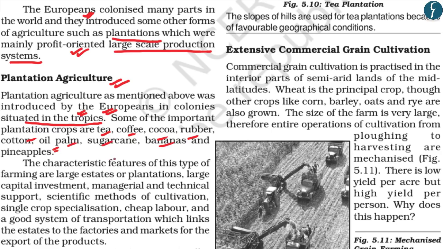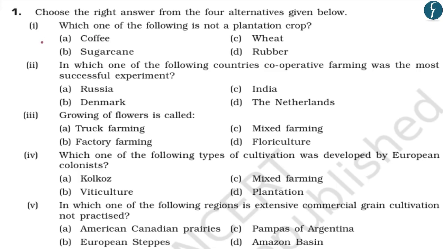Now, further, this book highlights basic features of plantation agriculture, wherein first, they consist of large estates or plantation, and secondly, they require large capital investment and technical support. Thirdly, plantation agriculture also uses scientific methods of cultivation. The fourth main feature of plantation agriculture is that it uses a single crop specialization. And lastly, plantation agriculture uses cheap labor and has a good system of transportation, which was also said in the Class 8th NCERT book, that it requires a good system of transportation to link the estate or the farms to the factories.